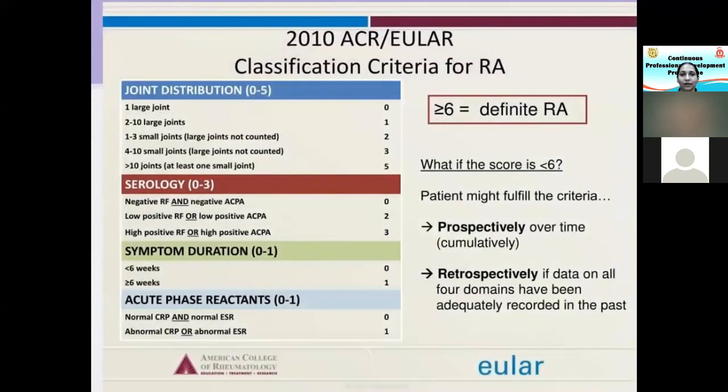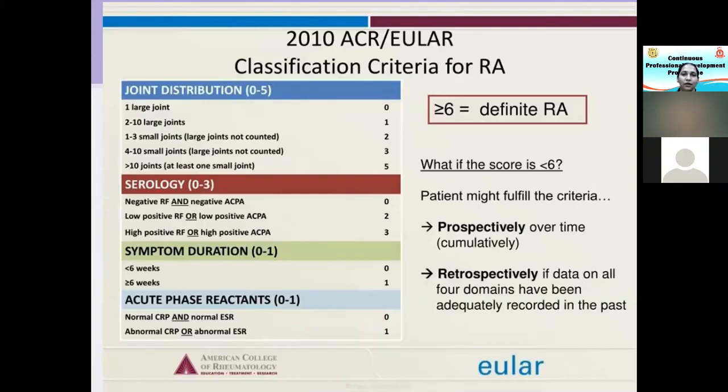So that's why newer classification criteria have been introduced. The 2010 ASIA EULAR classification criteria for rheumatoid arthritis have been introduced. Here we have four main domains and a scoring system where a total of 10 points will be offered. For joint distribution, you have a maximum of 5 points. You will see one large joint involvement will not score any points, whereas more than 10 joints, with at least one small joint involvement, will score the maximum of 5.